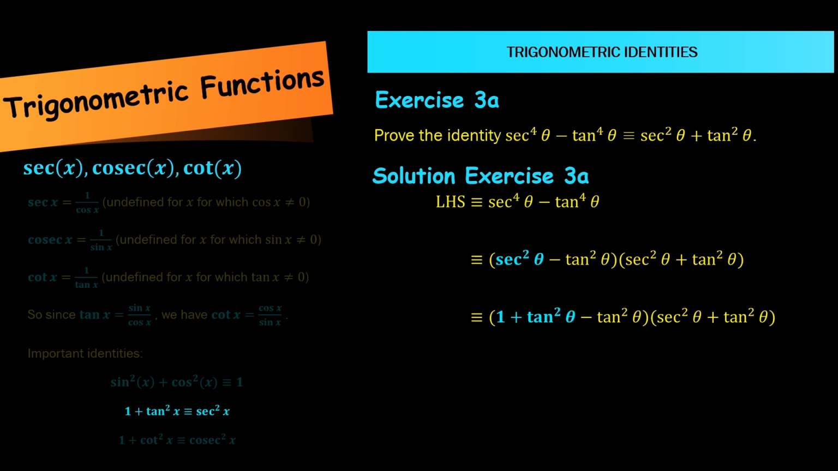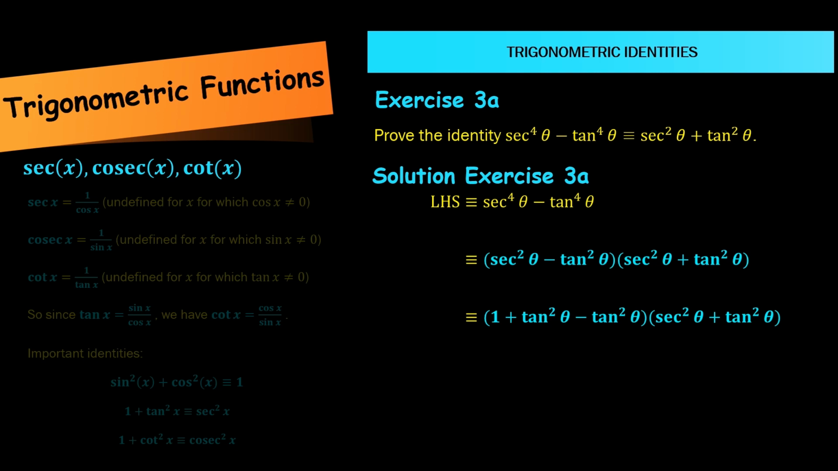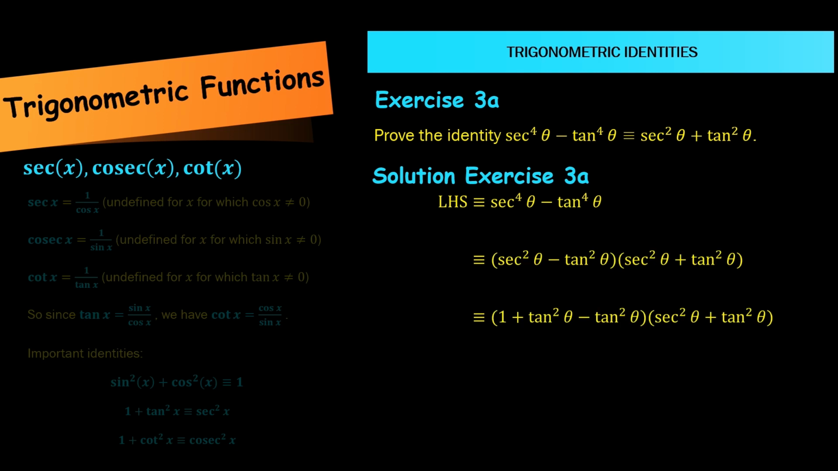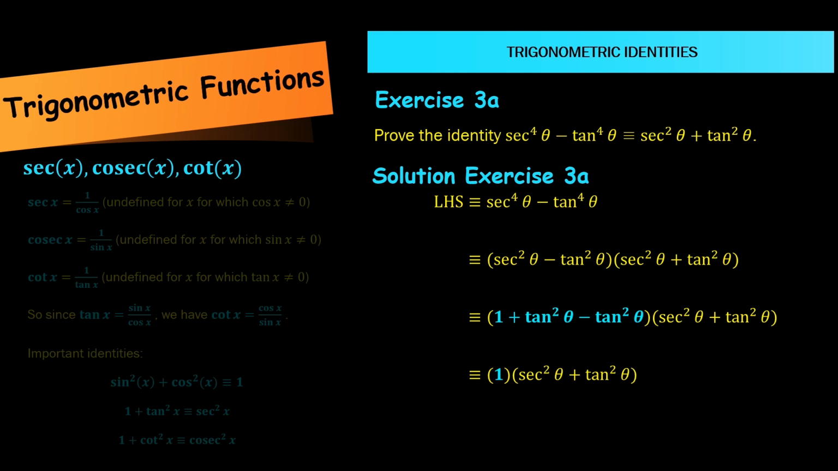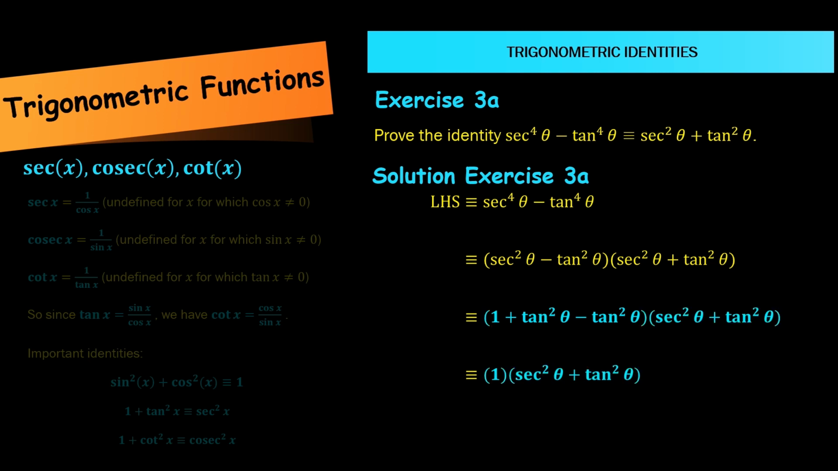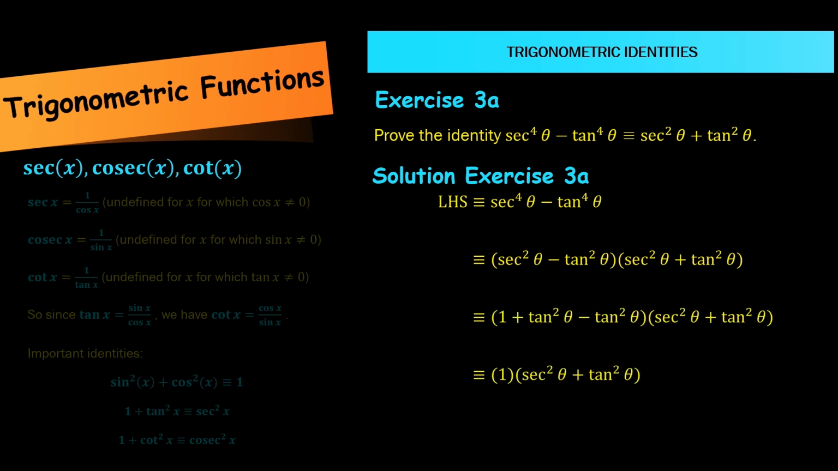Notice that sec squared in this expression is equal to 1 plus tan squared. So we substitute that. And so we have this expression here. And then tidying up gives us 1 times (sec squared theta plus tan squared theta), which is of course identical to sec squared theta plus tan squared theta, which is identical to the right-hand side of the identity we're trying to prove.